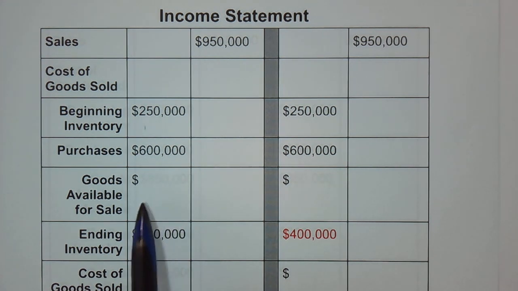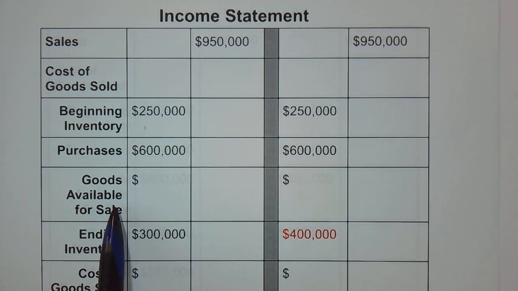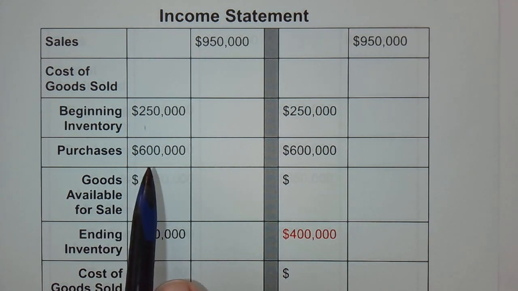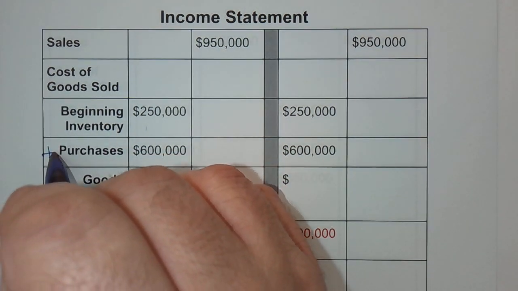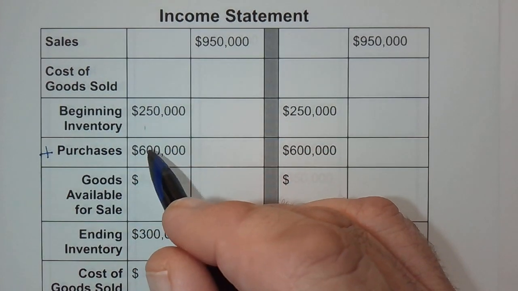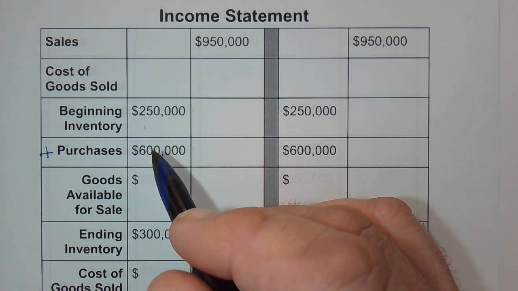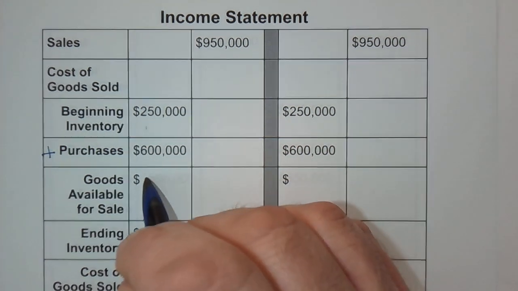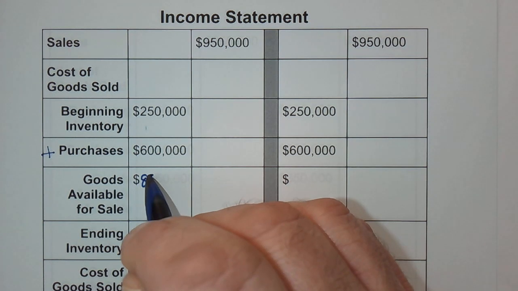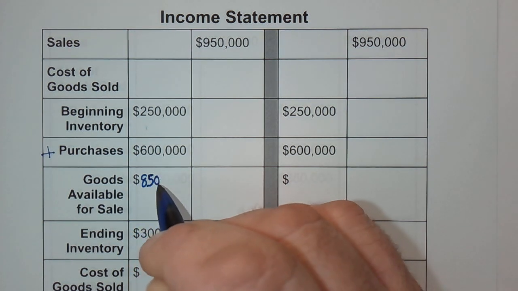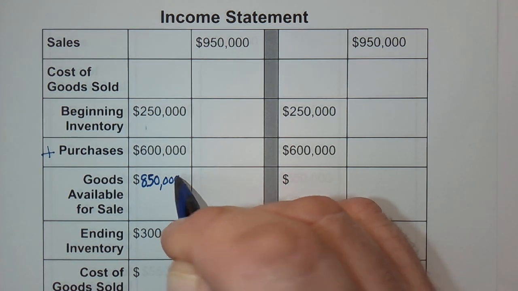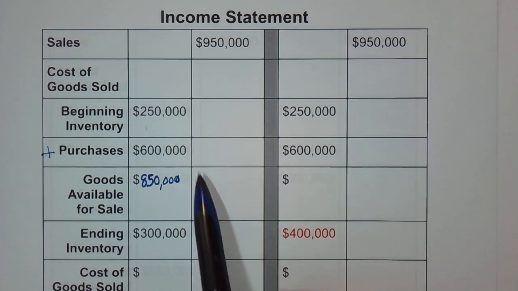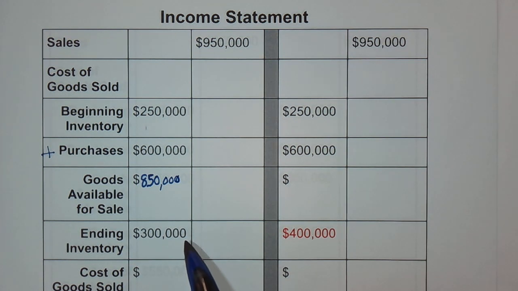And we then want to find out the amount of goods that are available for sale. This is the total amount, which would be the beginning inventory plus all purchases. So we're going to take the beginning inventory and add purchases to it. So we take the $250,000 and we add the $600,000 to it. So the goods available for sale. This is not our ending inventory. This is just the total goods available during the time period that we could have sold. And that is $850,000. We just add those together.